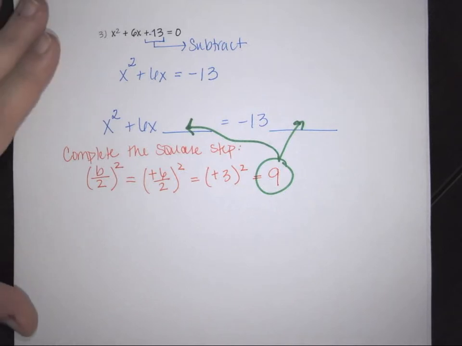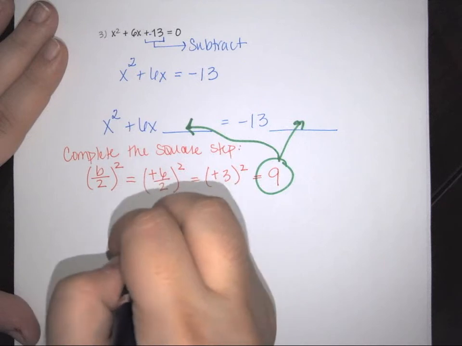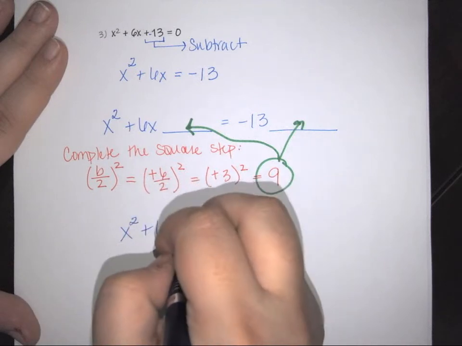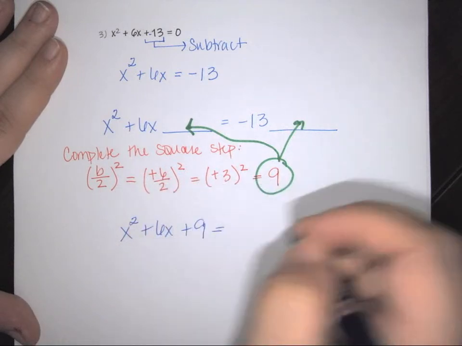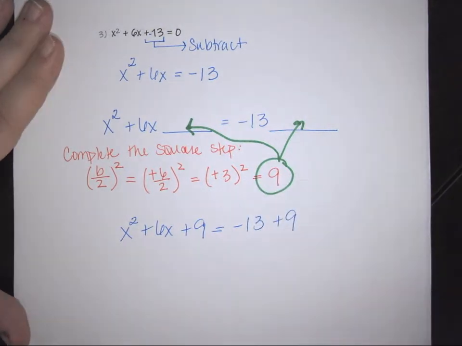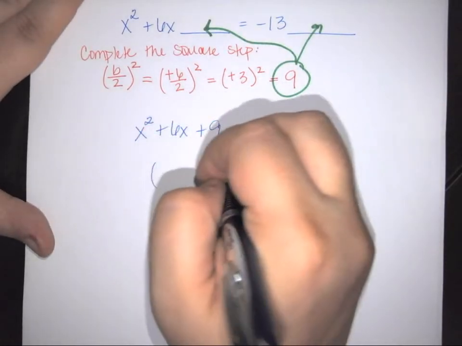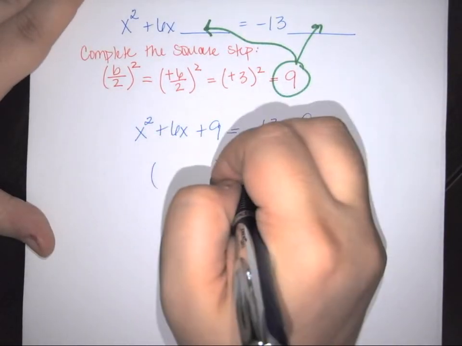And so here I've got x squared plus a 6x plus 9 is equal to negative 13 plus 9. I need to set up my factored term.